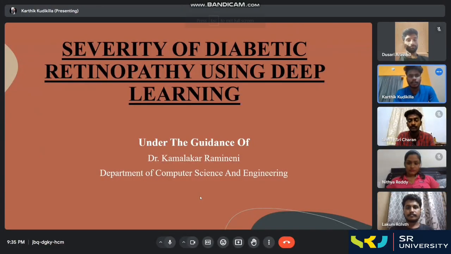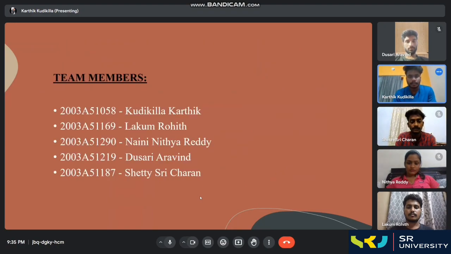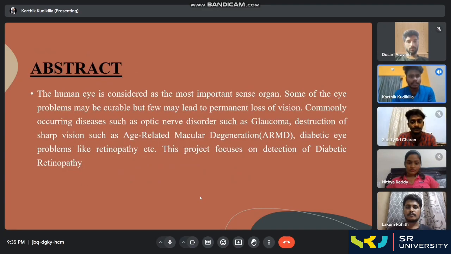Hello everyone. A project named Severity of Diabetic Retinopathy using deep learning, under the guidance of Dr. Kamalakar sir. Our team members are Rohit, Nityanayani, Rosary Arvind, Shakti.